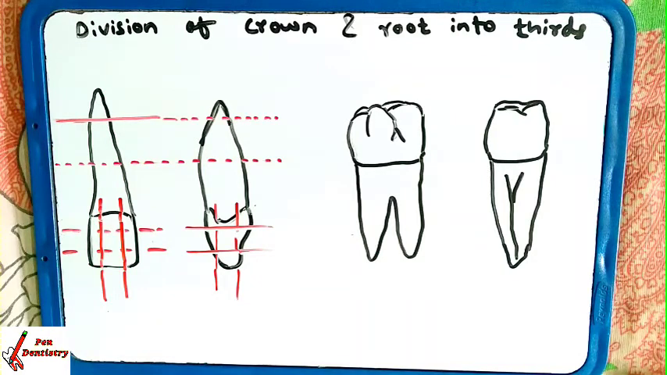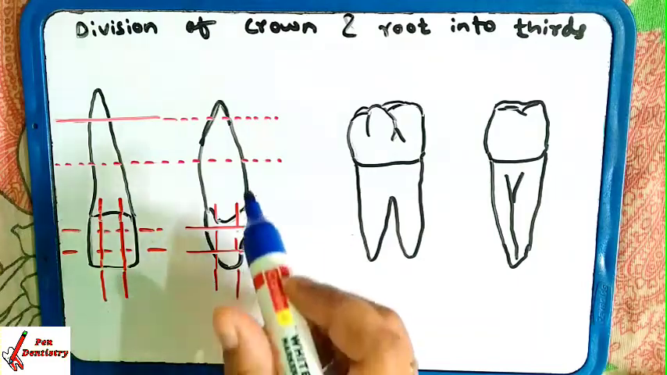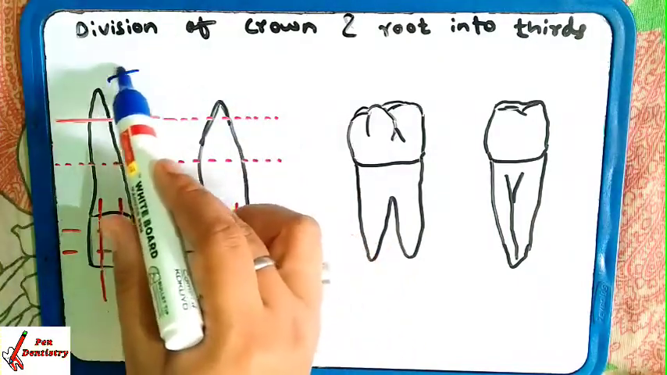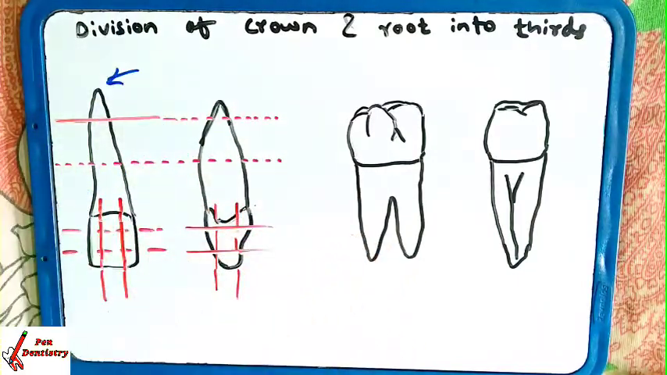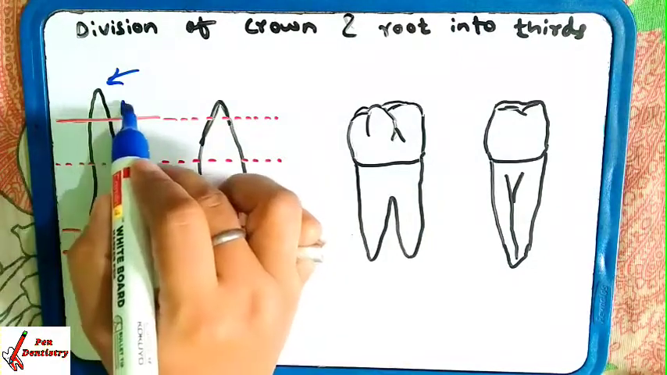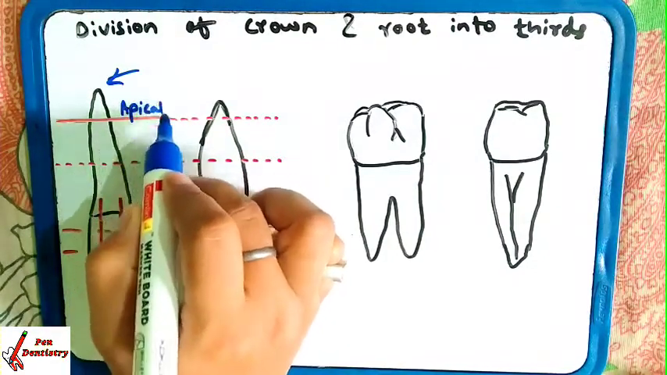We are going to see the divisions of the crown and the roots in thirds. This is the most common division which you are going to use in your day-to-day dentistry, the apical third region. The apical third region is the apical portion. This is the apical portion, so we call it the apical third.